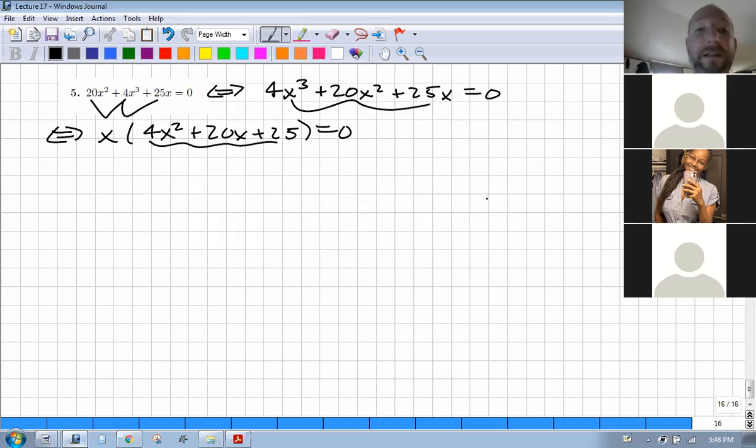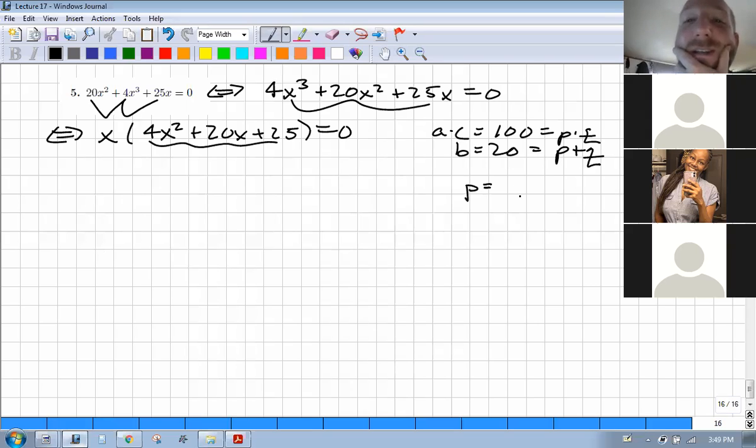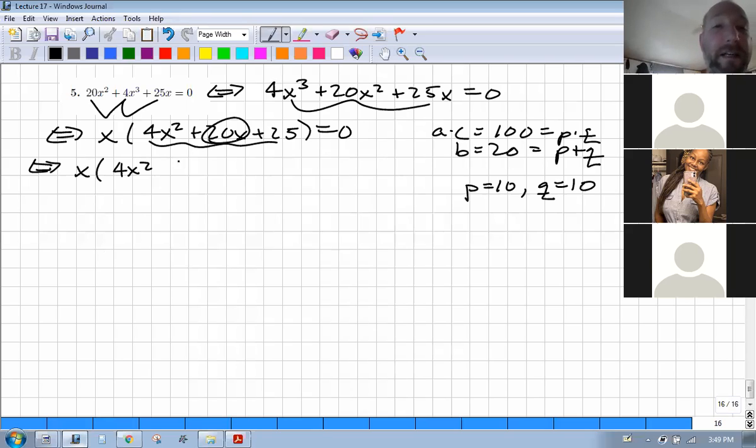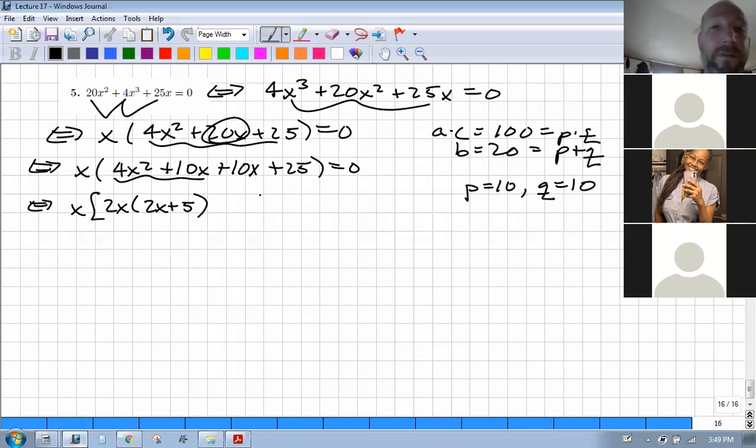So to factor this guy, let's do our trick here. A times C is 100. And our B here is 20. So 2 numbers that multiply to give us 100 but add to give us 20. I'm thinking 10 and 10. So let's rewrite 20x as 10x plus 10x. That way we can factor a 2x out of here and a 5 out of there.